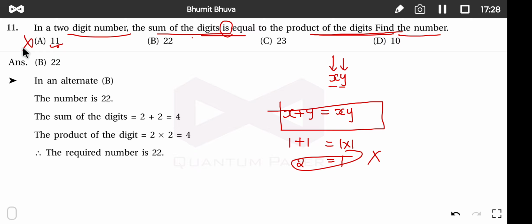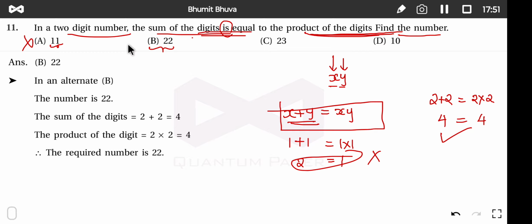The first option is wrong. Look at the second option, 22. So x is 2, y is 2. So we have to check the left hand side addition. 2 plus 2 is equal to 4. And on the right hand side we require multiplication. So 2 into 2 is also equal to 4. So this number 22 satisfies this condition. The sum of the digits is equal to the product of the digits. So the second option is correct. Okay. Similarly, you can check options C and D. You will get the wrong answer.